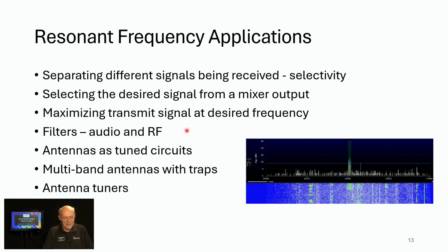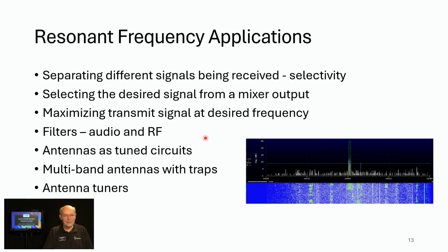So we want to maximize the transmit signal at the desired frequency. That's why in the good old tube type days, you had all kinds of knobs on the radio. You dip the plates and peak the grids and dip the plates. Okay, I got it right that time. And sometimes you have to make these adjustments in a manual antenna tuner as well. That's all having to do with adjusting coils and capacitors to resonance.